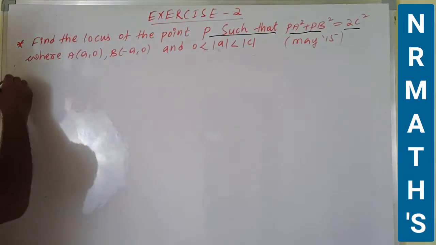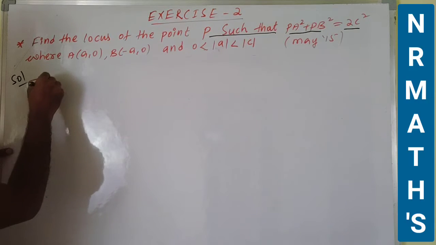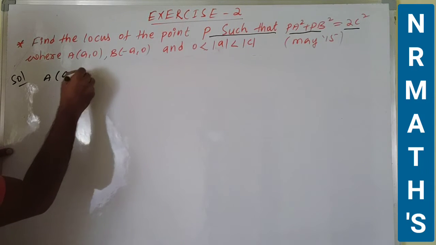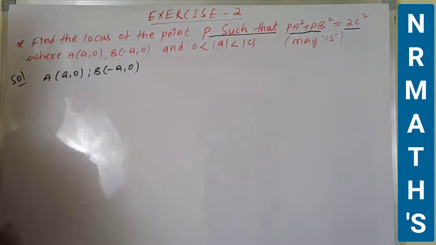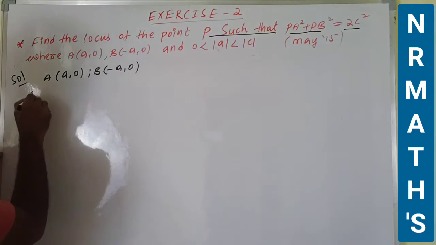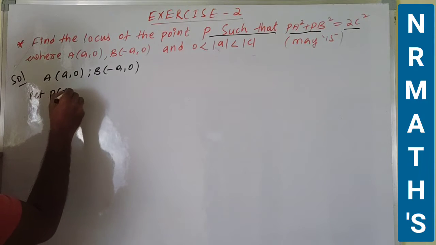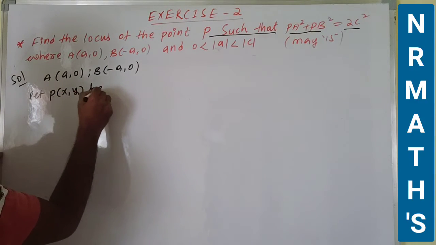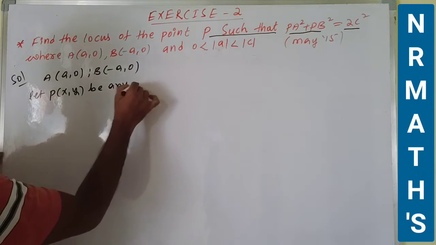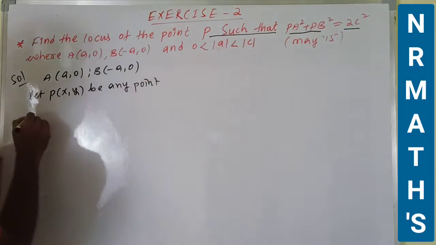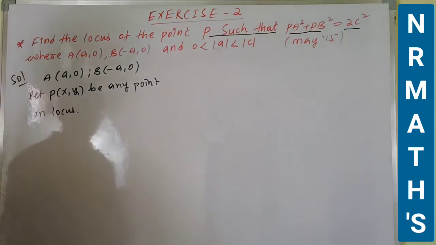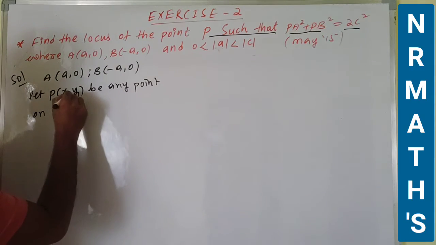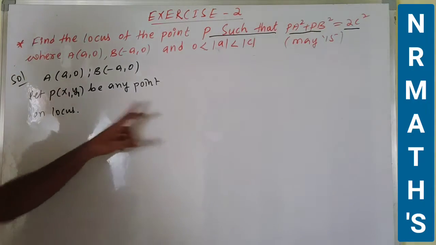Okay, now given A is equal to (A, 0), B is equal to (minus A, 0). Now let P(x1, y1) be any point on the locus. It is the first condition. Now P(x1, y1) be any point on the locus.